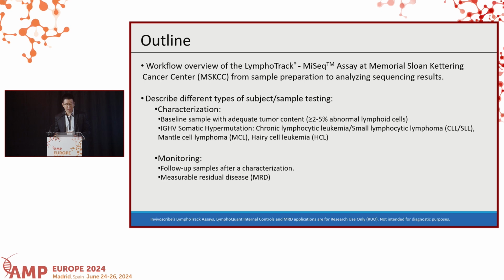We also test for IgHV somatic hypermutation, and we determine the mutation rate by comparing the clonotype sequence to a reference gene, and this aids in prognosis for chronic lymphocytic leukemia or small lymphocytic lymphoma, or in mantle cell lymphoma or hairy cell leukemia. The other type of testing is called monitoring, and this is testing any follow-up samples after characterization. And another test is for measurable residual disease testing, or MRD testing.